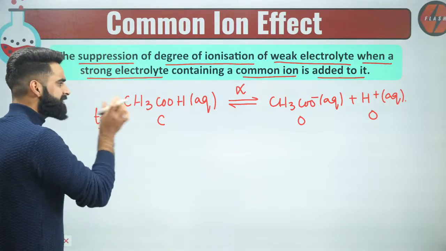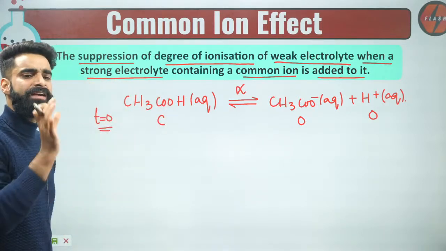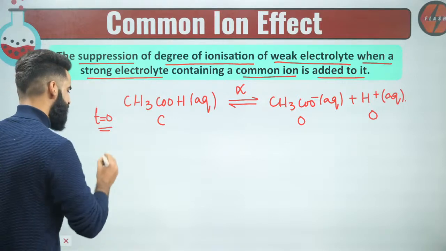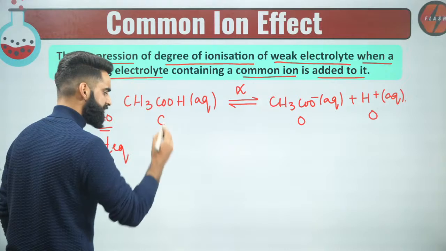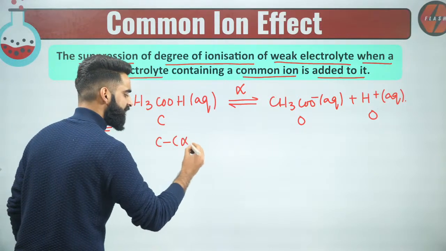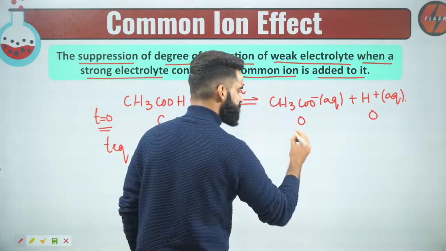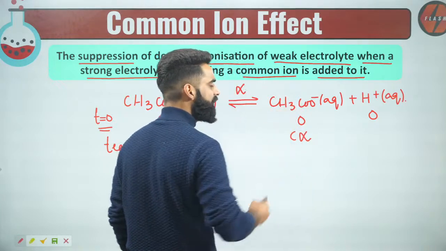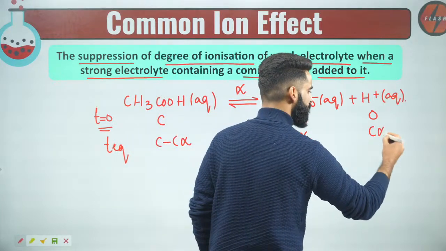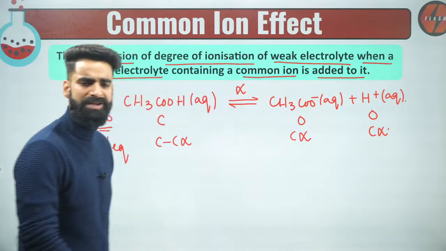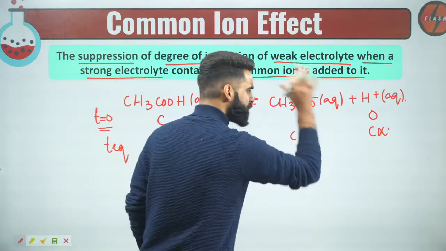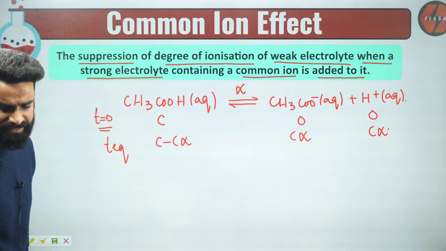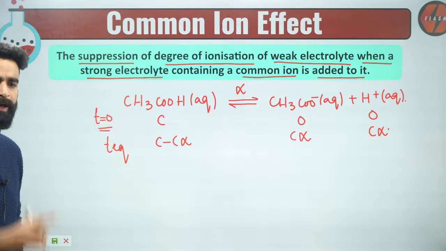Now, since in this reaction equilibrium will get attained after some time, at equilibrium the concentration of CH3COOH will be C minus C alpha. The concentration of CH3COO negative is going to be C alpha, and the concentration of H positive is again going to be C alpha. So I got the concentration of each reactant and product at equilibrium.